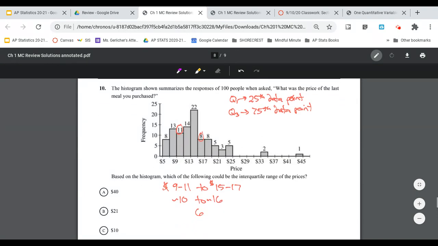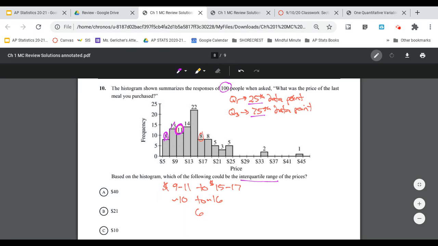Okay, number 10. This one, let's see. So we're looking for interquartile range. So we need to figure out quartile 1 and quartile 3. There are 100 data points total, and quartile 1 hits 25% of the way in. So the 25th data point would be quartile 1, and 75% in, you're going to get quartile 3, so the 75th data point. So I just counted through. I thought, okay, here's our lowest 8. And then 8 plus 13 would be 21. So I still haven't hit 25. But then I would hit 25 right here in 11.